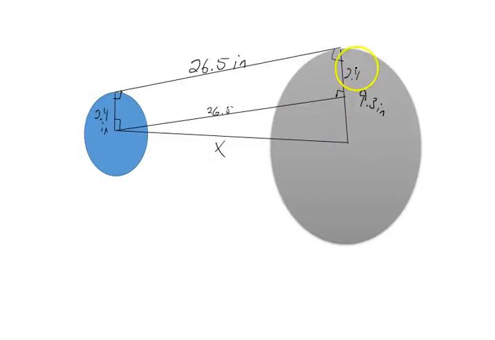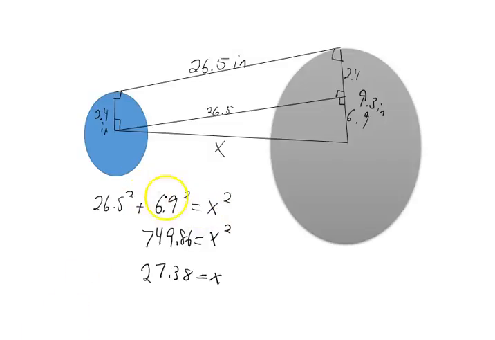Since this radius is 9.3 and I've used 2.4 already, I know that this length has to be 6.9. And now if you'll notice, if you put a right angle right here, I've got a right triangle at the bottom, and that follows the Pythagorean theorem. So 26.5 squared plus 6.9 squared will equal x squared. And so if I just multiply these out and add them together, I get 749.86, and I just have to take the square root to get my final answer.